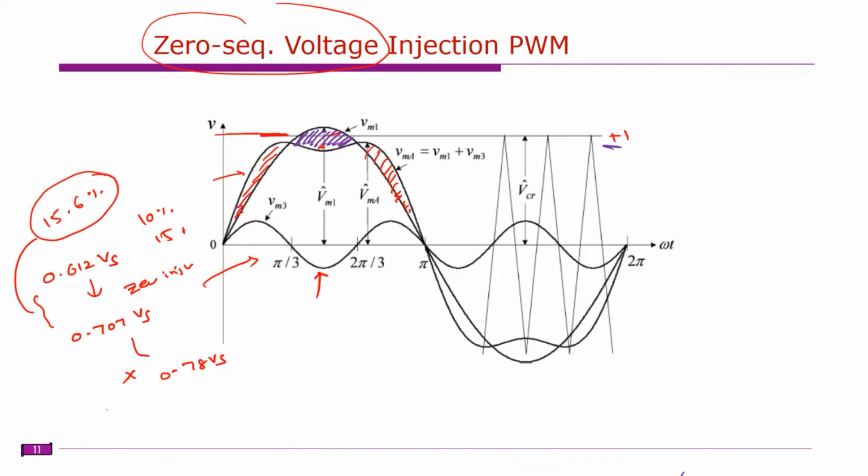So by using zero sequence voltage injection, we cannot completely achieve square wave operation like overmodulation, but we can increase without going for overmodulation. If you keep on increasing this zero sequence, sometimes it will go to overmodulation, right? So without overmodulating this waveform, you can obtain a maximum voltage of 0.707 times Vs, which is a 15.6% increase.